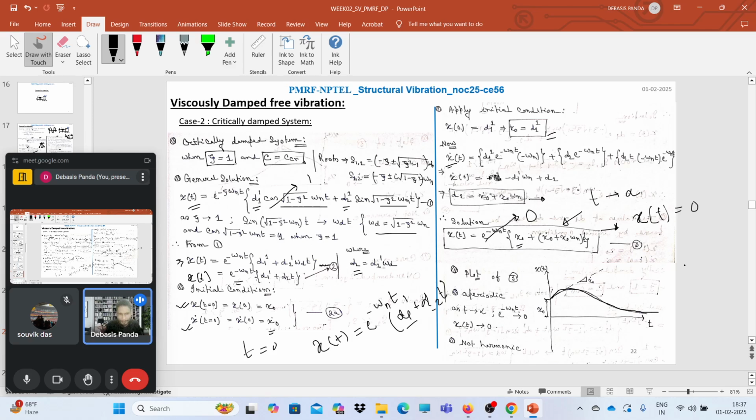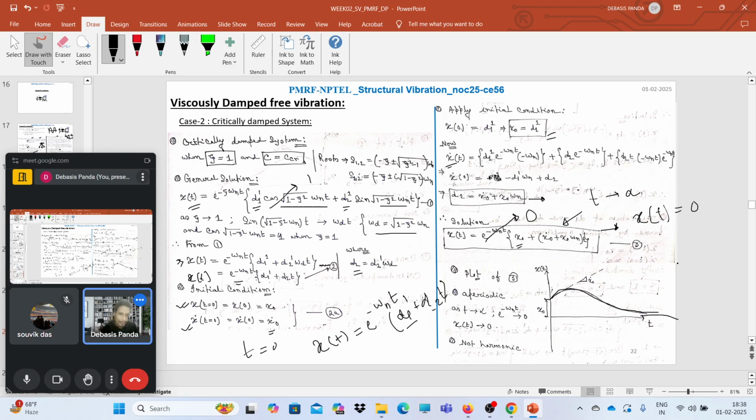That means as soon as we provide the initial conditions, it will go to the equilibrium position, and it even reaches the equilibrium position faster than the overdamped system, because the main logic behind the critically damped system is to diminish all the vibration energy from the system. So the critically damped system is aperiodic, no oscillation will occur, it's not harmonic. If we provide initial displacement and initial velocity, as time increases, it will reach the static equilibrium position.